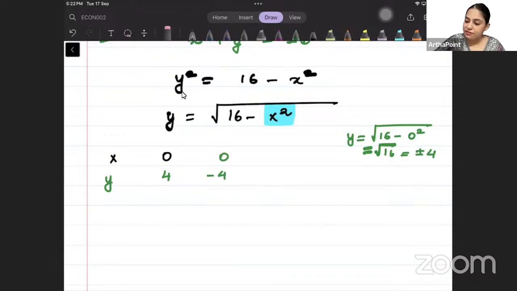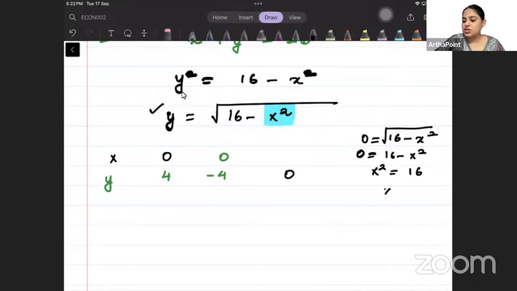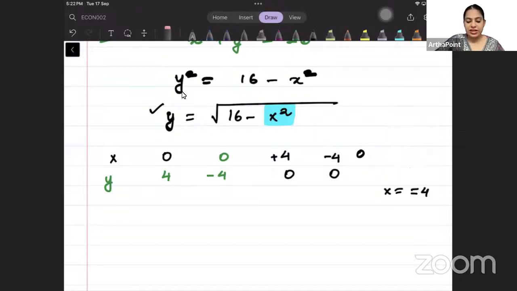Similarly, beta, we will take y as 0. Y को 0 ले लो. So if I put 0 here, I will get 0 is equal to 16 minus x square under root. Squaring on both sides, 0 is equal to 16 minus x square. X square is equal to 16. X will be plus minus 4. So plus 4, minus 4. Okay.